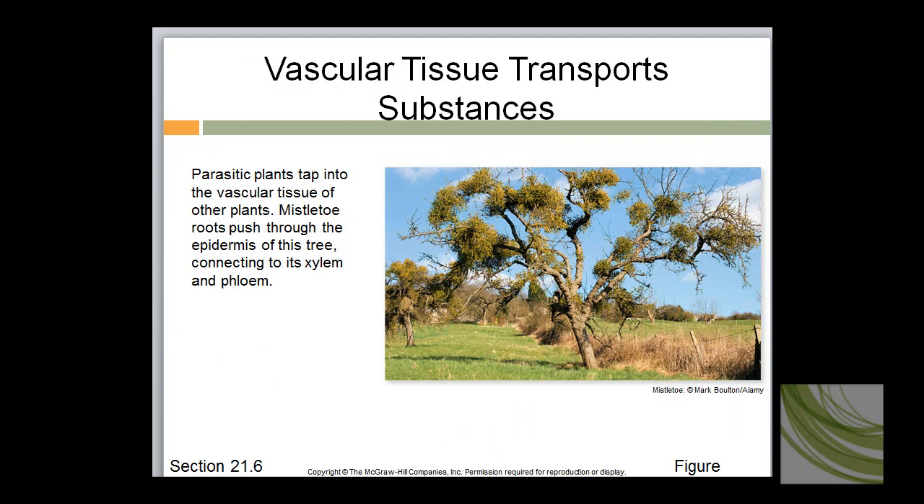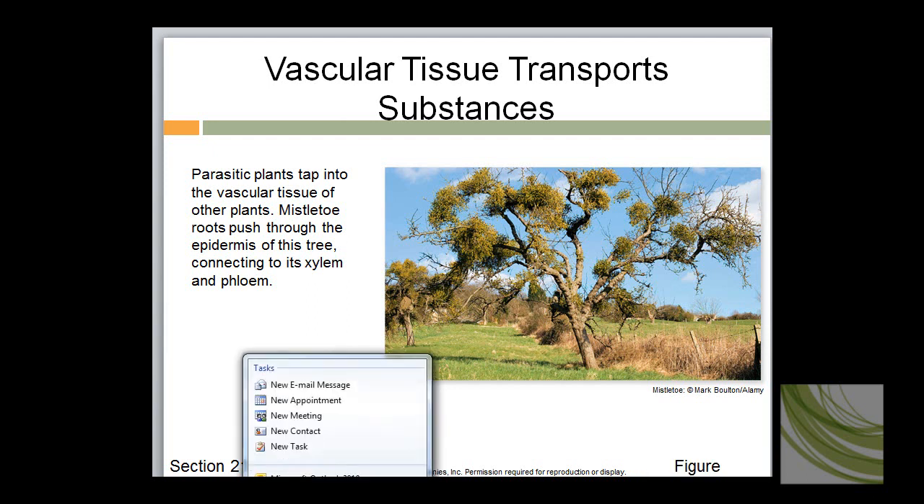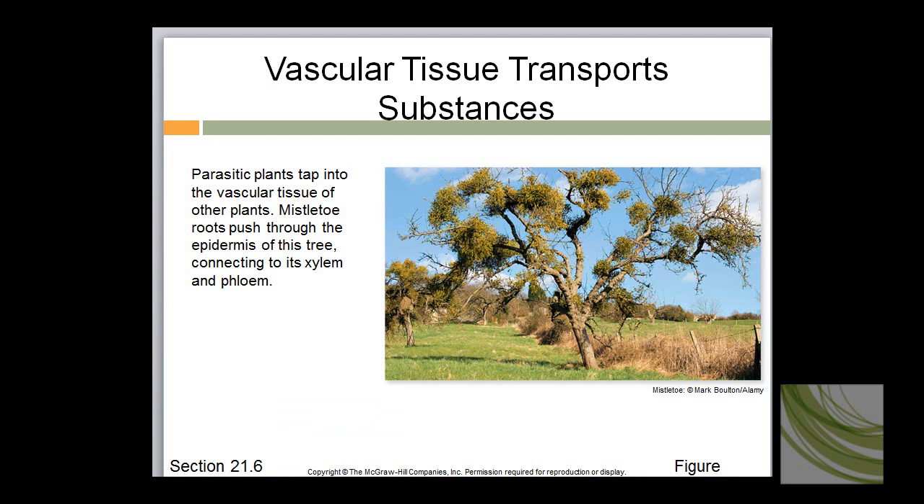Mistletoe roots literally burrow through the epidermis of the tree and connect to its xylem and phloem. Mistletoe will kill trees. Okay, and most mistletoe, I've never seen any mistletoe with red berries. I don't know where they come from. Most mistletoe has this white waxy berry. Mistletoe is toxic. It's poisonous. Somehow they decided, I guess, red berries look better for Christmas or something.